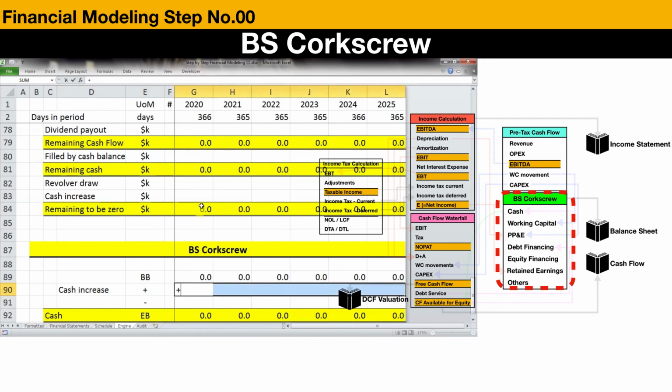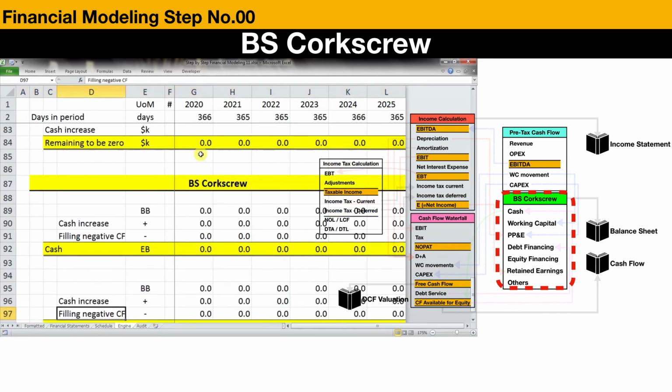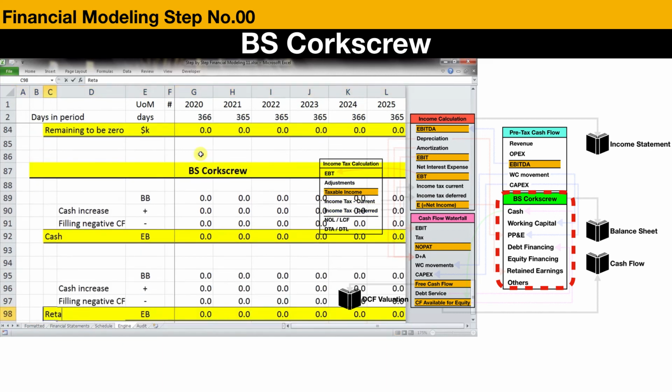Cash increase is derived from the cash flow waterfall's cash increase. Cash decrease corresponds with the cash flow waterfall's filled by cash balance. Same format for retained earnings. We can copy and paste cash, and change the name and formula. Retained earnings is increased by net income of the period. This is essentially how the balance sheet and the income statement link. It decreases with dividend payment, but we will come back to that when we build the equity financing and dividend payout schedule.